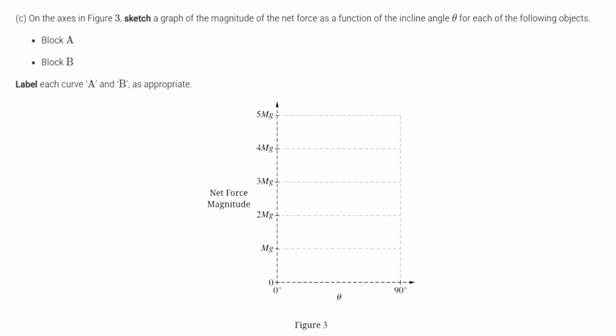On the axes in figure 3, sketch a graph of the magnitude of the net force as a function of the incline angle theta for each of the following objects, block A and block B. Label each curve A and B as appropriate.